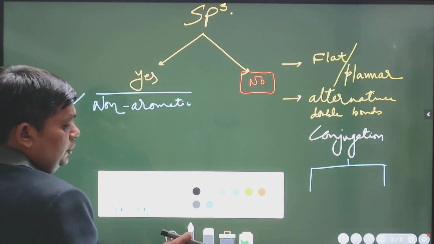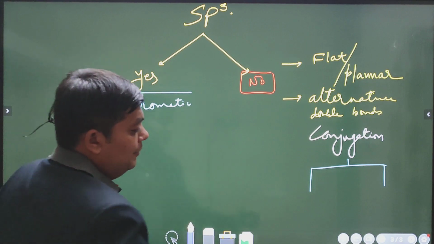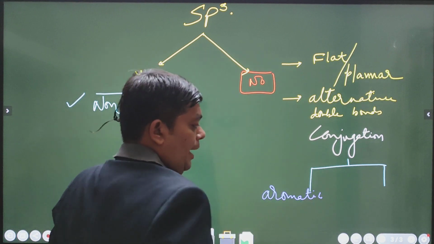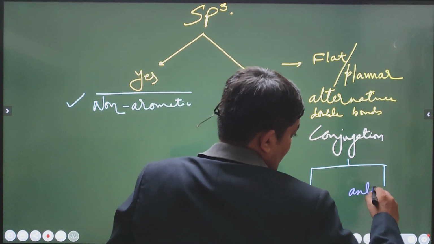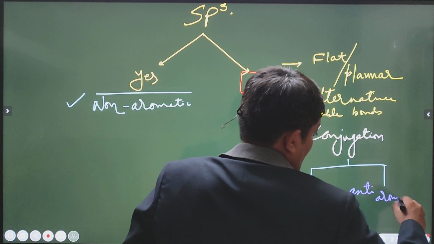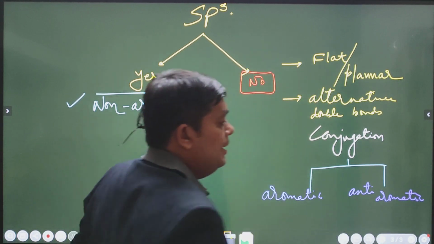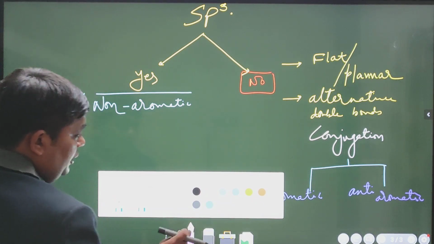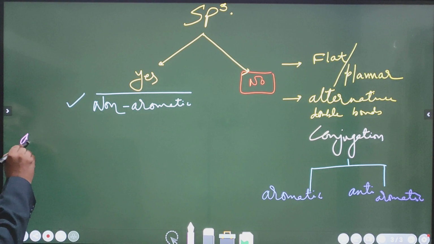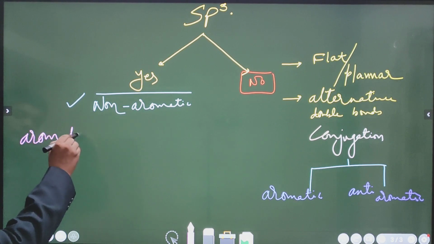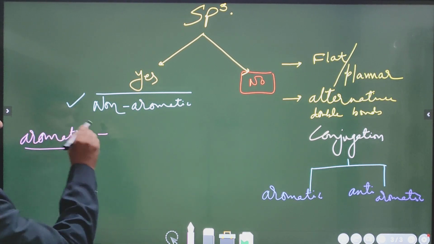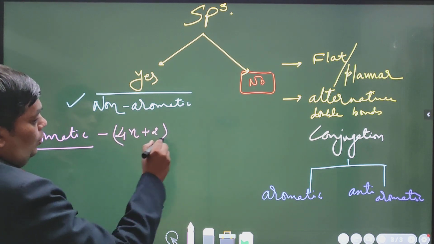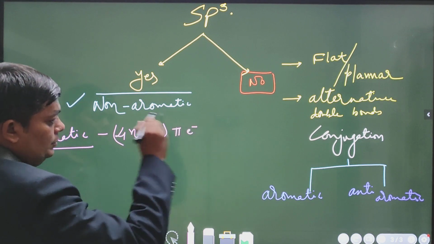If these two minimum conditions are fulfilled, then you come to another set of classification from this point, where you will fundamentally spill the beans. You will come up with two answers. One will be aromatic, second one will be anti-aromatic. And to fulfill these two answers, you have two conditions to come up with. If you are saying aromatic, it should fulfill the 4n plus 2 pi electrons.